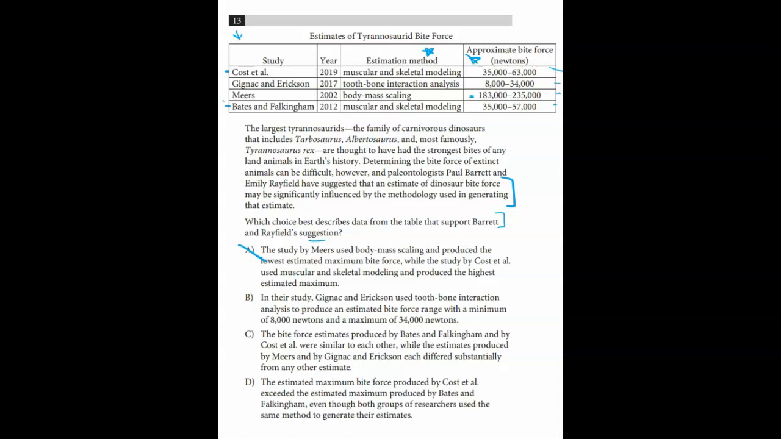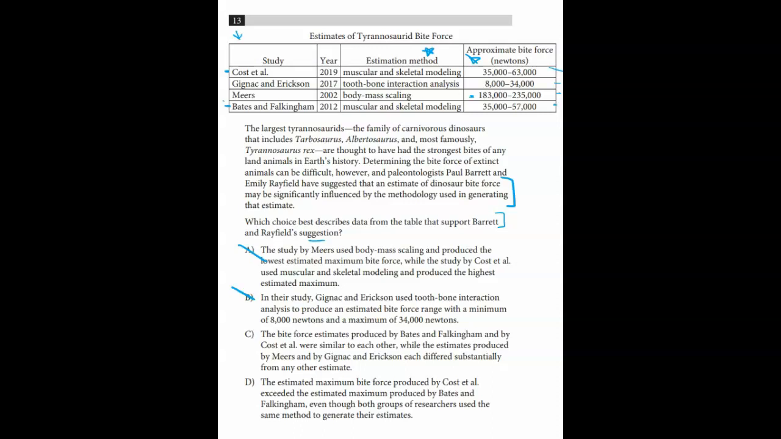B, in their study, G and E used tooth bone interaction analysis to produce an estimated bite force ranging from a minimum of 8,000 to a maximum of 34,000 units. That doesn't support their suggestion that the methodology used influences the approximate bite force. It just talks about, I don't know, just more information that's irrelevant.